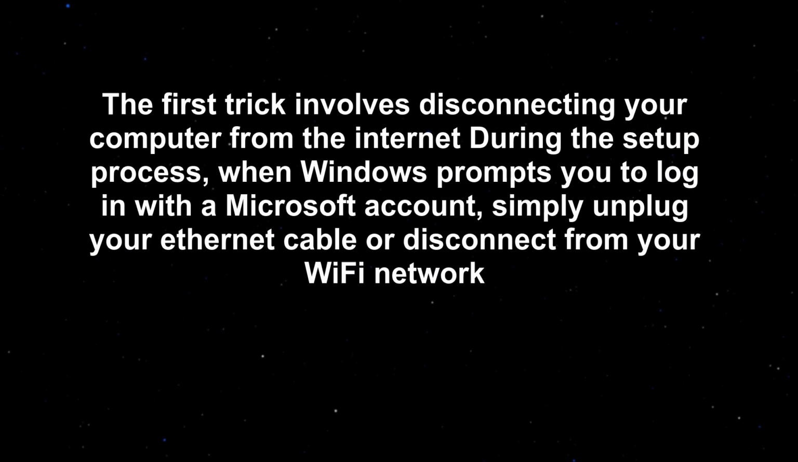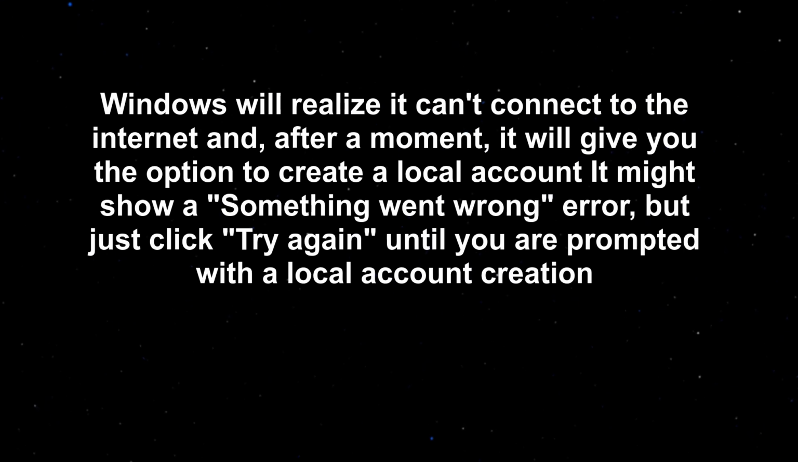The first trick involves disconnecting your computer from the internet during the setup process. When Windows prompts you to log in with a Microsoft account, simply unplug your Ethernet cable or disconnect from your Wi-Fi network. Windows will realize it can't connect to the internet, and after a moment, it will give you the option to create a local account.